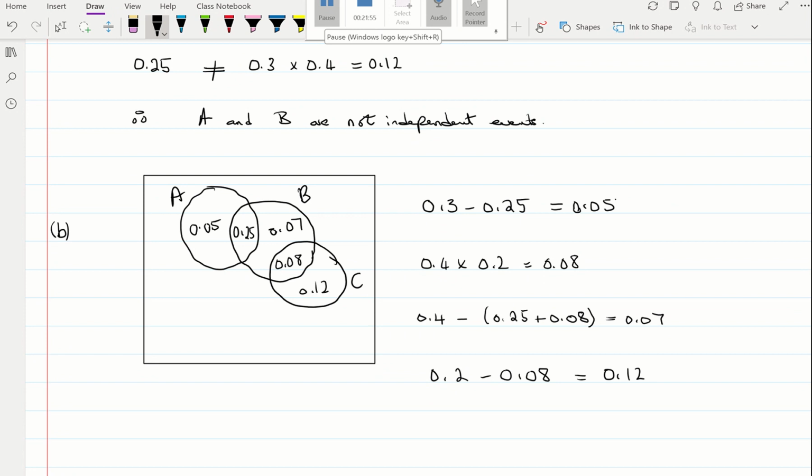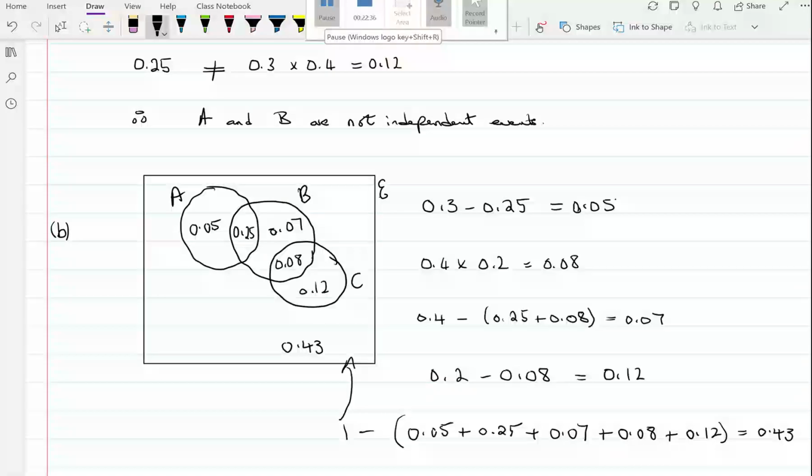And then I need to work out the outside. So to work out the outside, 1 minus, and then all of these probabilities, 0.05 plus 0.25 plus 0.07 plus 0.08 plus 0.12, and that gives me 0.43. So I've completed the Venn diagram, and I have looked at all the probabilities, and I can probably add my universal set as well outside.